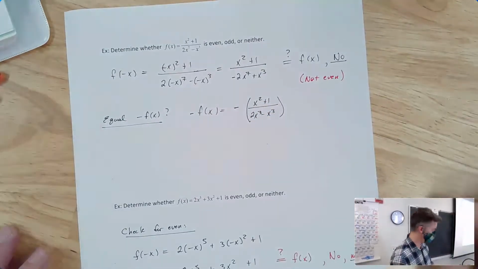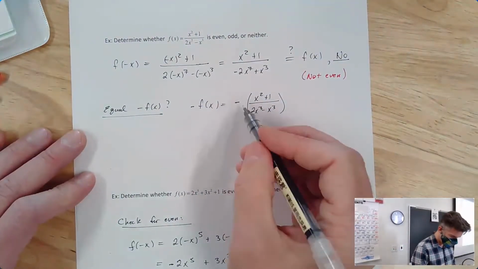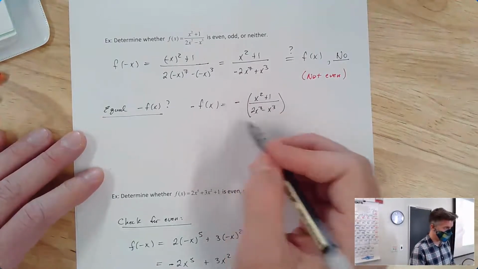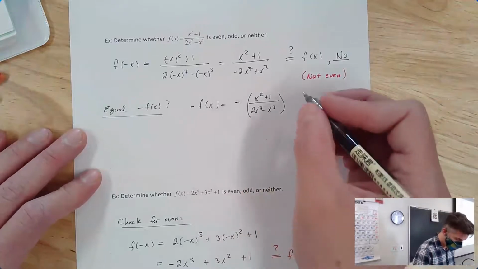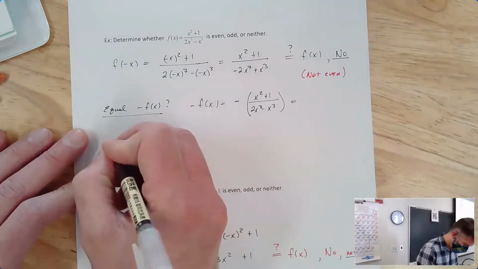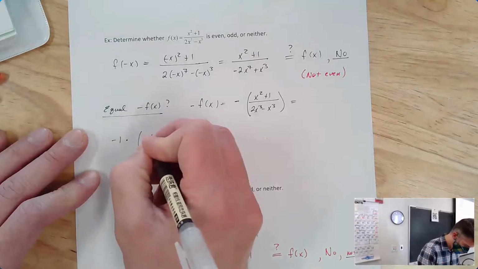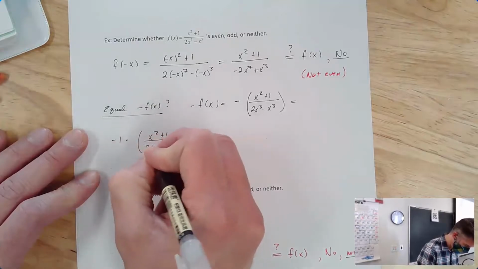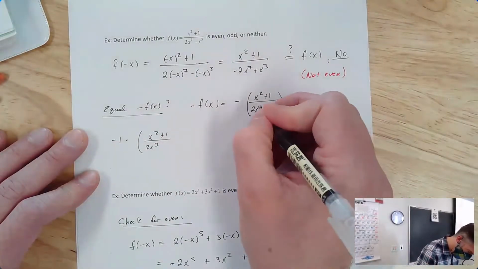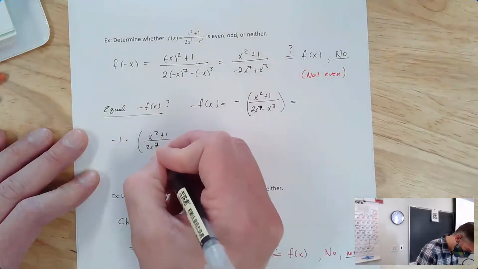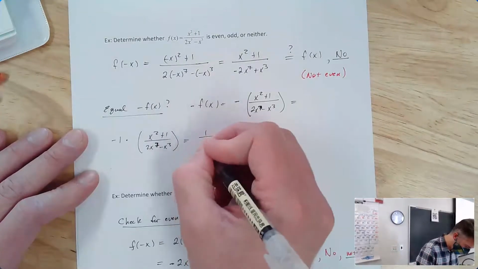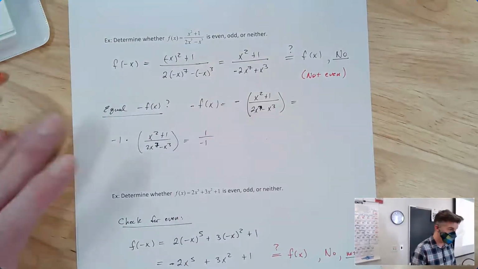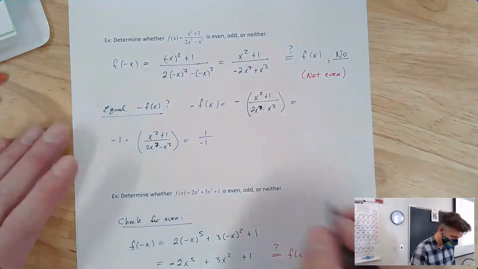Here's where this one's a little tricky, actually. If I want to distribute this negative, I can't distribute to the top and the bottom. So that's like multiplying by -1 over -1, which is +1. So I really want to think of this as -1 times x squared plus 1 over 2x to the 7 minus x cubed. And I'm going to think of this -1 as 1 over -1, which is totally equal to -1. 1 divided by -1 is -1.